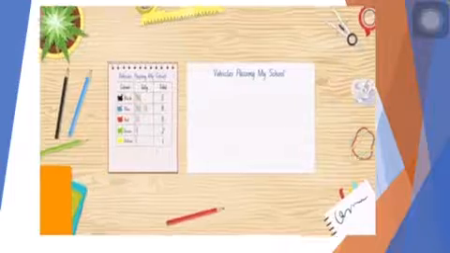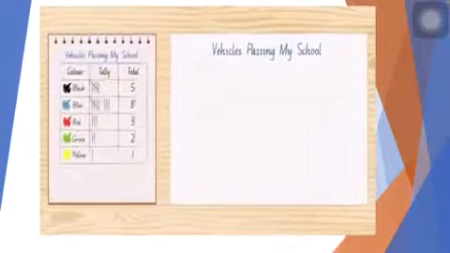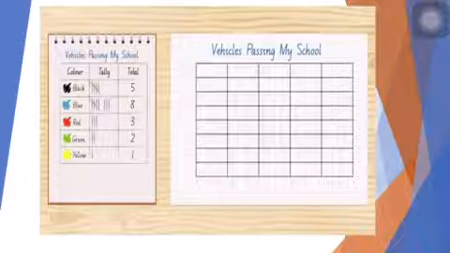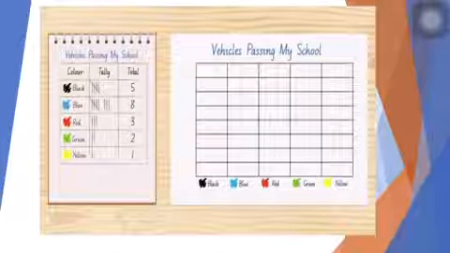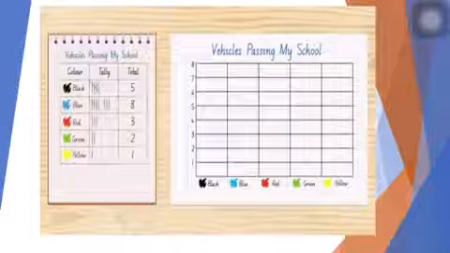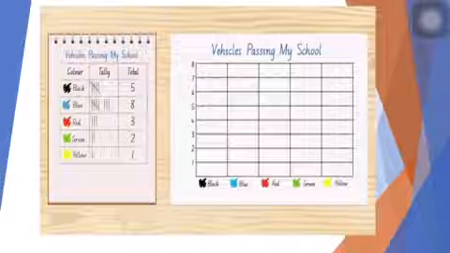Let's use the data that we have collected to make a bar chart. Label the bars with the vehicle colours we observed. Add a scale. Colour each bar to a height that matches our data.